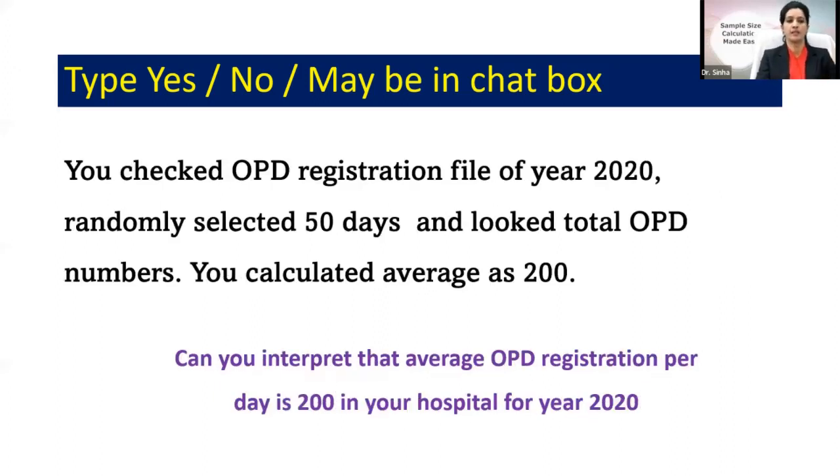Now, this is the third question. You check the OPD registration file for the year 2020 and randomly select 50 days. Based on those 50 days, you calculate the average as 200, and now you interpret that the average OPD registration per day is 200 in your hospital for that year. The answer is maybe. Most of you answered maybe, and there were a few no's, but the correct answer would be either yes or maybe, because we don't know the sample size.